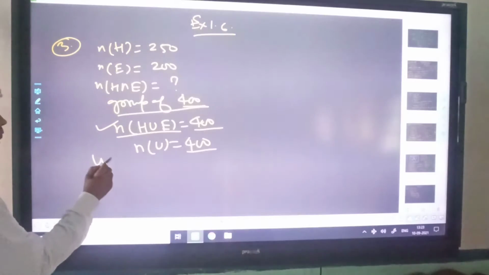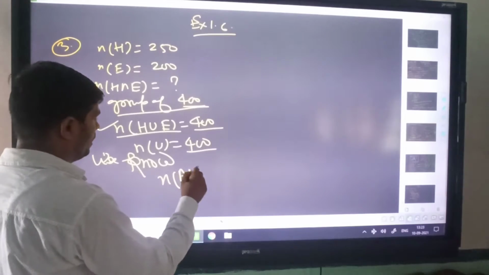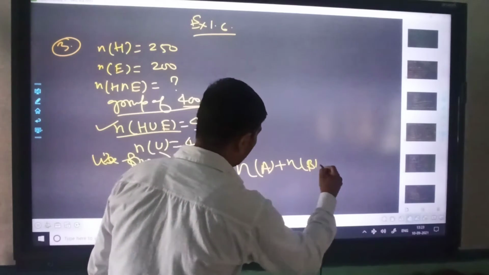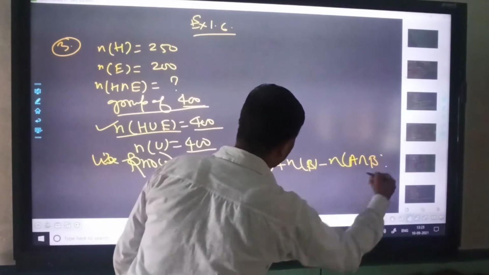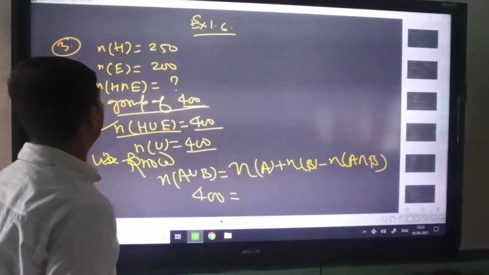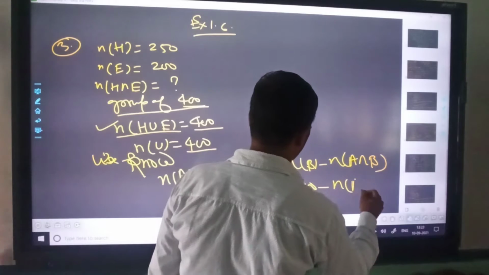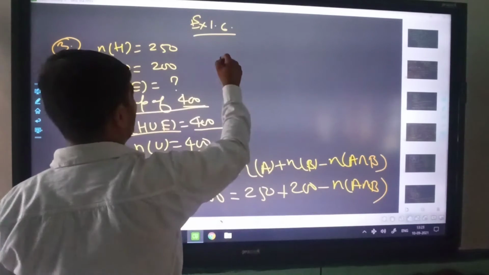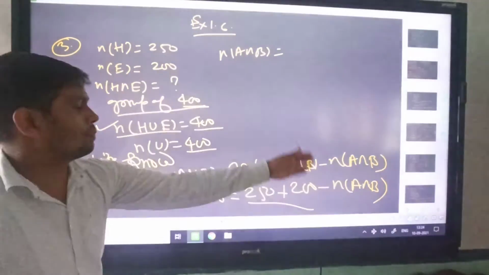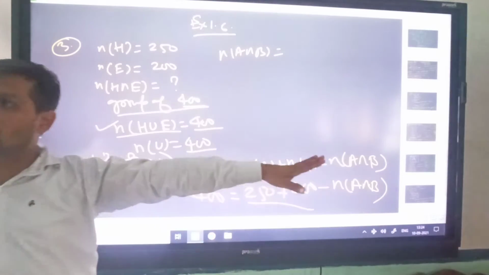So we know n of A union B equals n of A plus n of B minus n of A intersection B. So here you have to write this one. n of A union B equals 400, n of A equals 250, n of B equals 200, minus n of A intersection B. So this gives us n of A intersection B: the n of A union B will come to the left hand side and the rest of the terms will go to the right hand side.